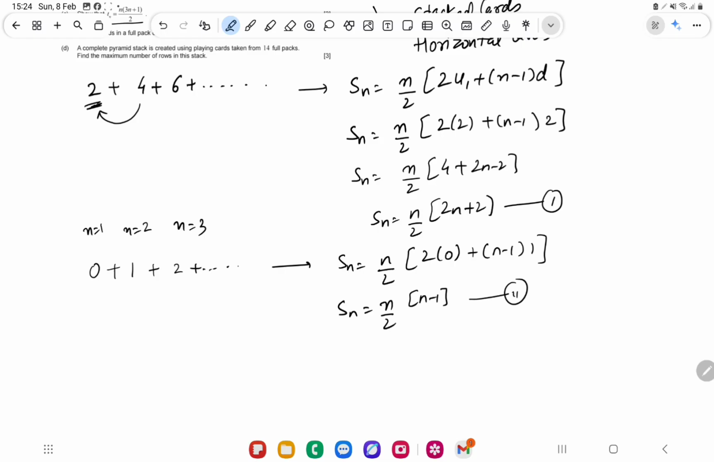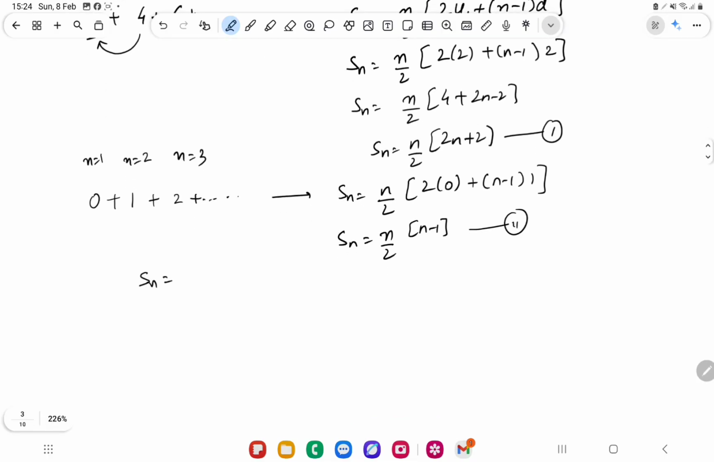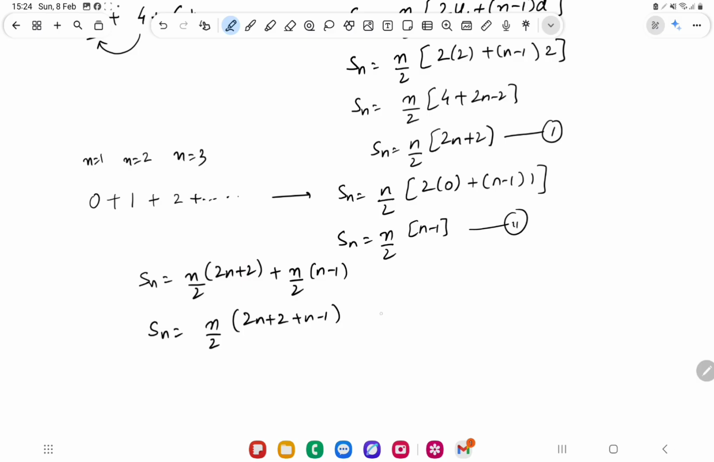Now, because I have split it into these two, my final sum will be the sum of these two equations, which is n by 2 (2n plus 2) plus n by 2 into (n minus 1). So Sn will be n by 2, I can write it like this. So from this I can say that Sn is n by 2 (3n plus 1). This is what we have to prove.